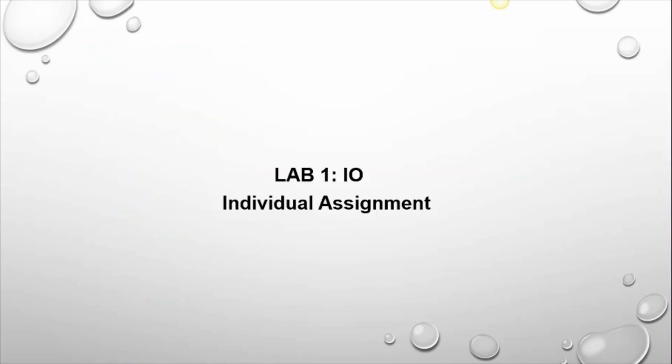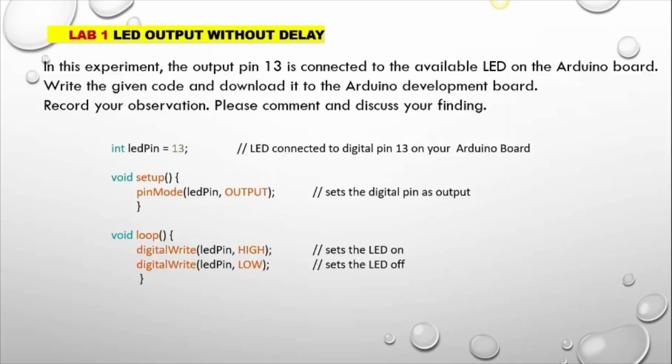All right. So you have three assignments, which is your individual assignment, meaning that each of you need to submit this lab report. So you have three lab reports. The first lab is LED output without delay. So you write this code and then you see the output of your simulation. You are going to do all this lab by using Tinkercad. I have shown you how to use the Tinkercad from the previous slide, so you just implement it. So that is lab 1.